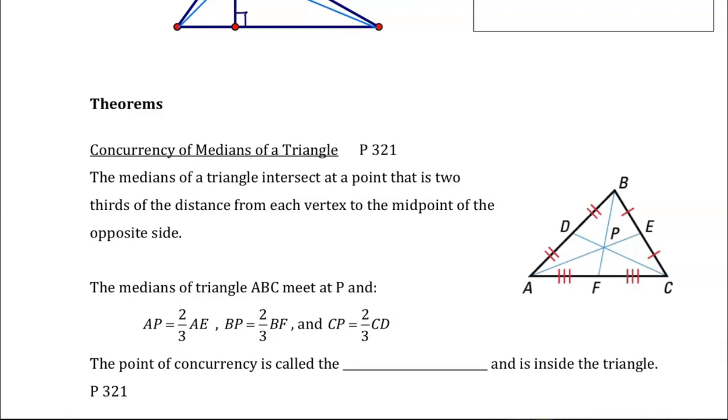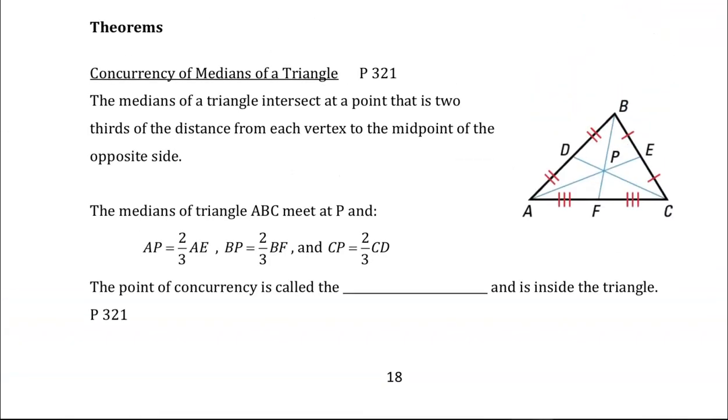Let's talk about the theorems. The theorems are also focusing on the concurrency aspect. So, concurrency of the medians. The medians, where do they go? From the vertex to the middle of the opposite side. You know how a median's the middle of the road? The medians of a triangle intersect at a point that is 2/3 of the distance from each vertex to the midpoint of the opposite side.